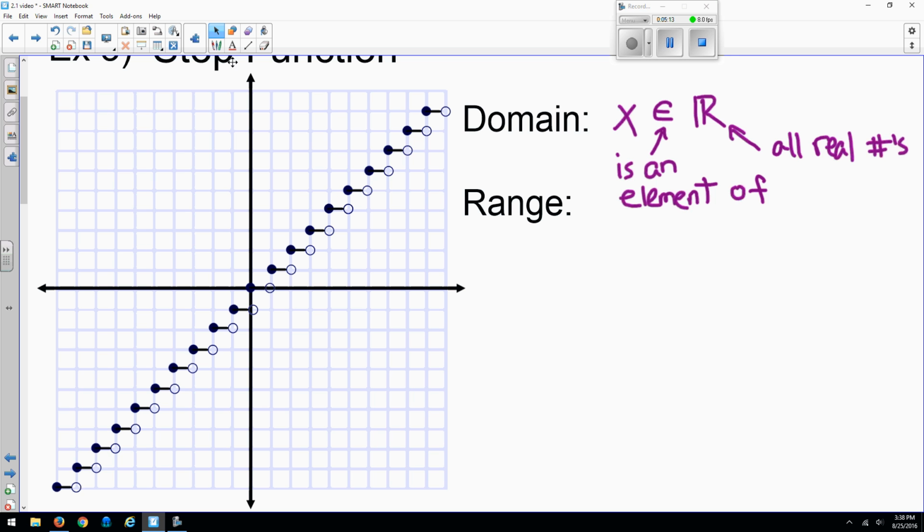Okay. And then when we look at the range, it is different. If you can see, I have spaces here, so it doesn't actually include all of the y values. It actually only falls on the integers. So the range is actually the set of integers. So the range is all integers. And like I said, we're going to get into set notation, but I'd rather talk about that in class. I just want to introduce it for now.